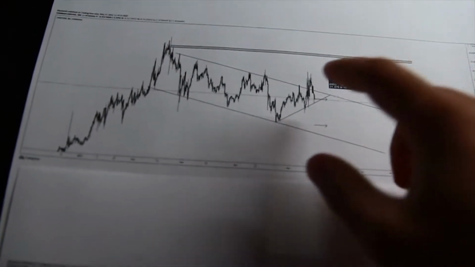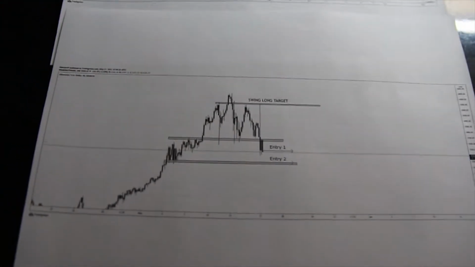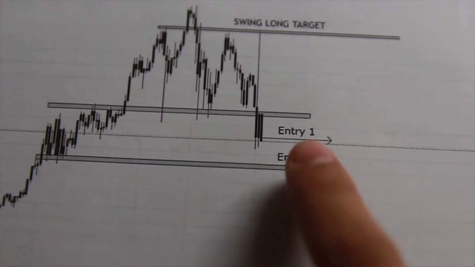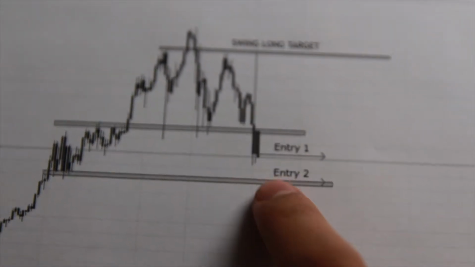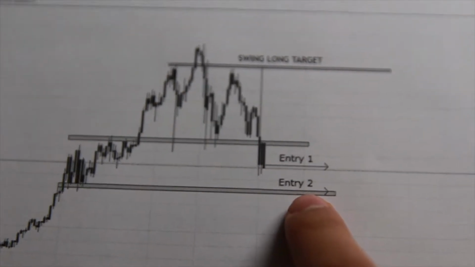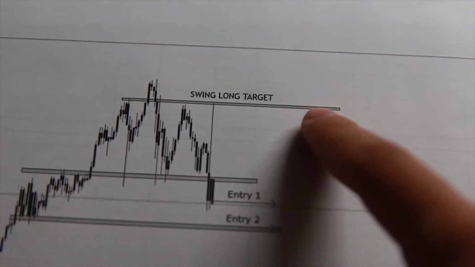So my first trade idea is this one. This is on the synths, and my second trade idea is on Ethereum. On each trade idea I have 2 trade setups. So you can see this is my swing long target up here. I've already placed my first entry here. Then I also have a second entry pending. So if price does come down to this support, then I will re-enter and have a second position, and I will still ride it up to the same target, which is up here.